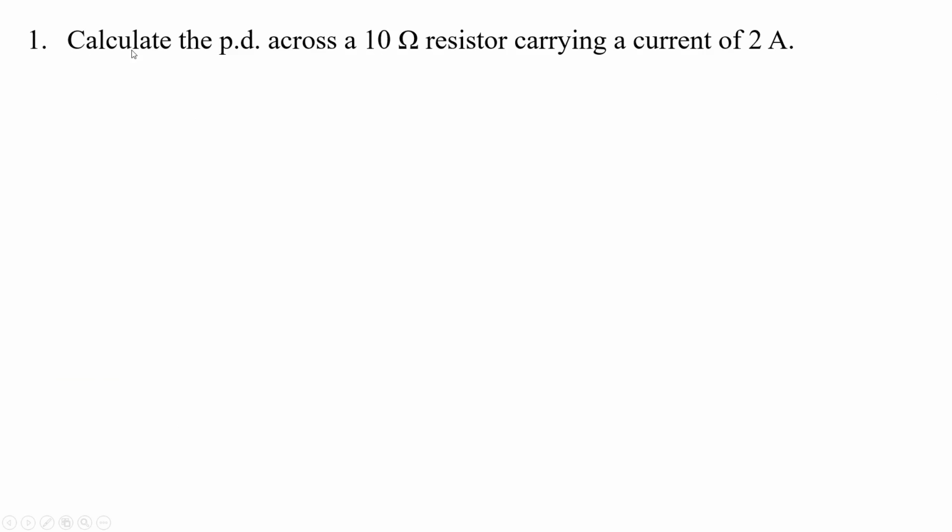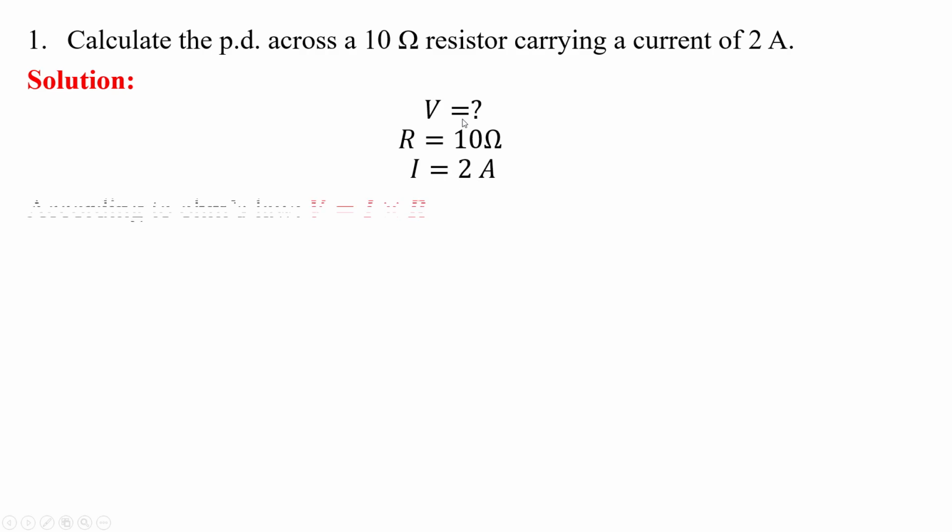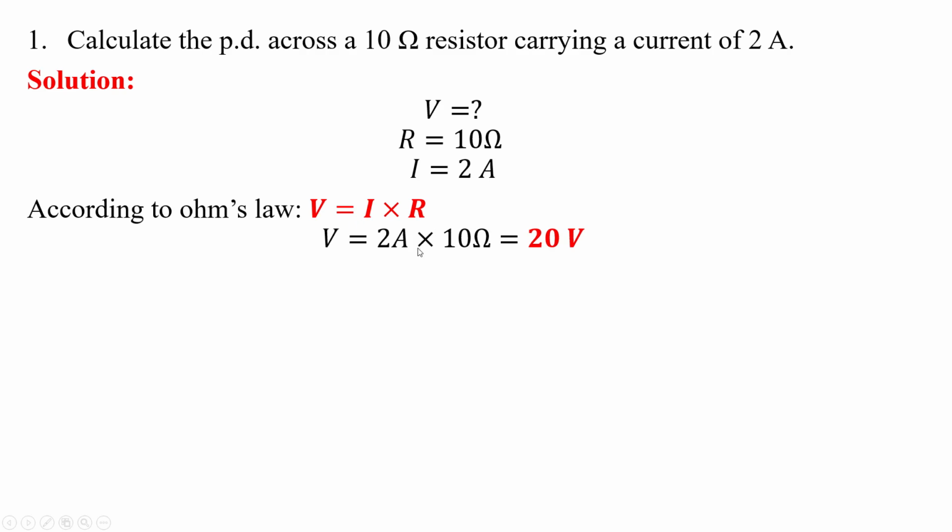Question number 1 says: calculate the potential difference across a 10 ohm resistor carrying a current of 2 ampere. The solution: we have a current of 2 ampere and a resistance of 10 ohm. We need to find the voltage. According to Ohm's law, voltage is the product of current and resistance. Putting the values in the equation and calculating, the voltage comes out to be 20 volt.